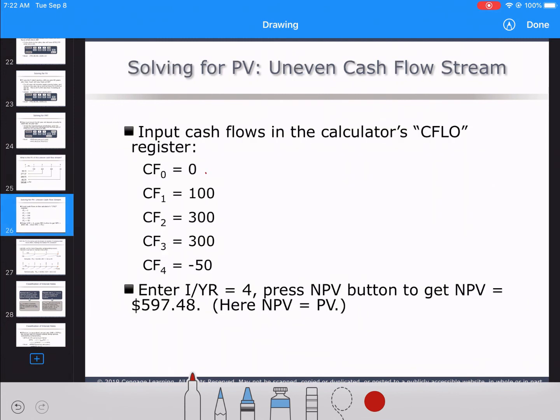You put cash flow 0, then 1, 100, and so forth, and cash flow 5 is a -50. Enter I, and then press the NPV button in there to get an NPV of 597.48. So learn that and use that for uneven cash flow. You can even use it for even cash flows, the ones that we did for simple lump sum or ordinary annuities. So cash flow can do what time value of money or TVM can do, and more.